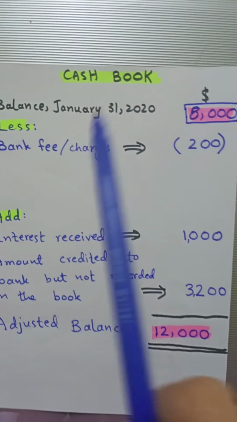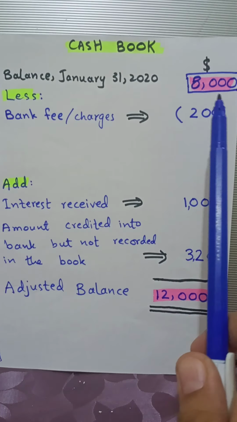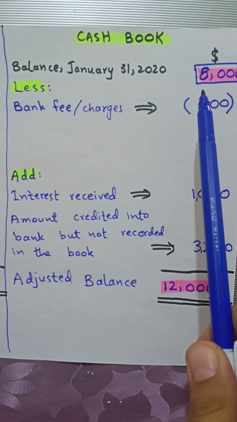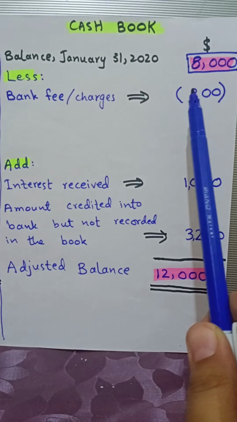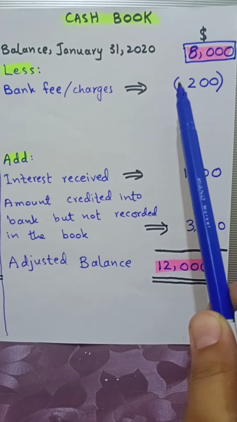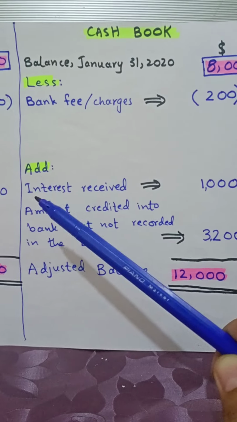Now, $200 are the bank charges, and we have not recorded them in the accounting record. So first we will deduct this $200 from our accounting records to know exactly what cash we have. So we will deduct it from the $8,000.